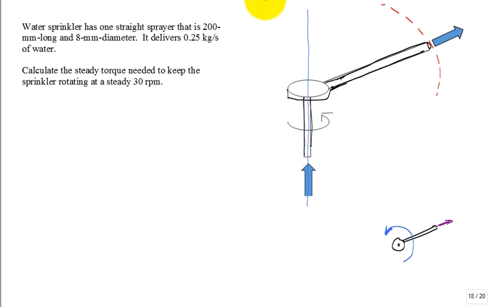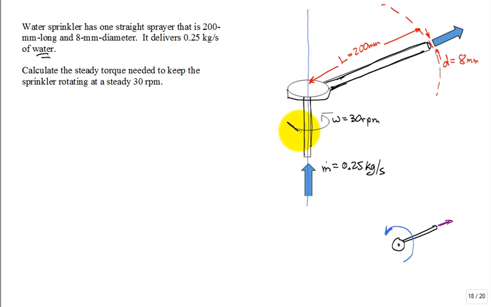Now, they have some dimensions. The length is 200 millimeters from the center line where it's rotating to where it exits out. Yeah, it's like a radius, 200 millimeters. And we have the diameter of the exit, D equal to 8 millimeter diameter. And it has a mass flow rate of 0.25 kilograms per second of water. All right, calculate the steady torque needed to keep the sprinkler rotating at a steady 30 RPM. So this is omega, it's 30 RPM.